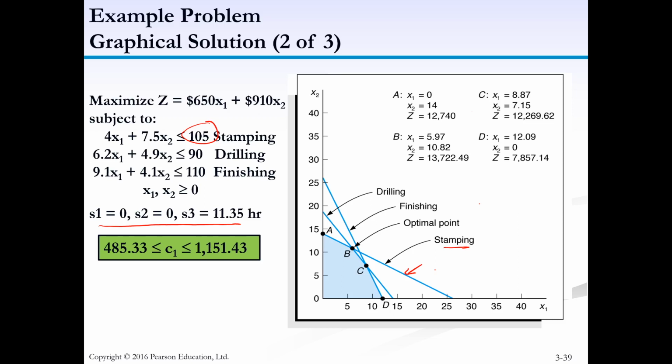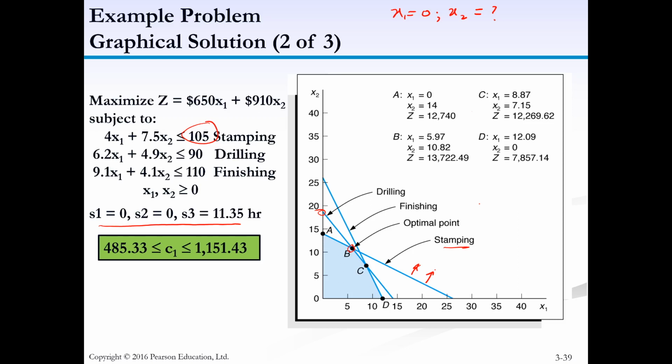Now, how do we do that? The stamping constraint, you see over here, it is at point B. If we increase this stamping right hand side, the constraint will start moving away from the origin. It will go to this side, right? And the point B will start moving until it will go to this point. Now what is this point? This one is x1 is equal to 0. x2 we can work out. How can we work out?